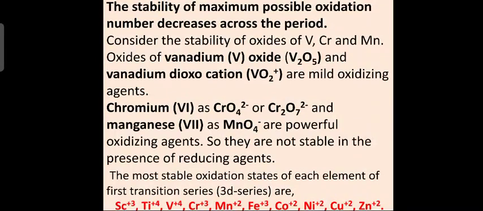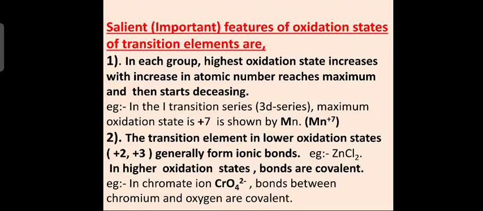So any compound which is stable in the presence of an oxidizing agent will not be stable in the presence of a reducing agent. The most stable oxidation states of each element of the first transition series are given here. Scandium, titanium, vanadium, chromium, manganese, iron, cobalt, nickel, copper and zinc, okay. So next slide, salient features of oxidation states of transition elements.